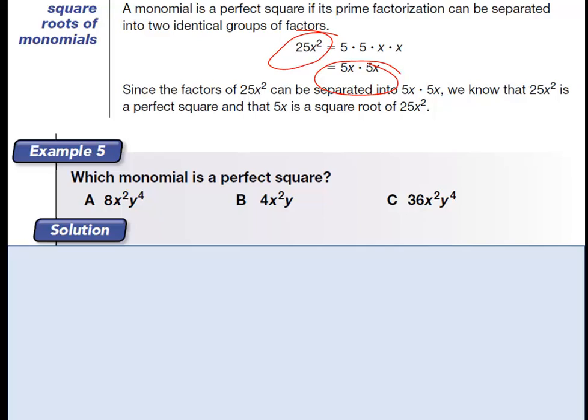Let's look at A. Can 8 be a perfect square? You can't. It doesn't even work. 8 kills it already, right? So that one can go away because 8 can't be squared. It's not a perfect square.